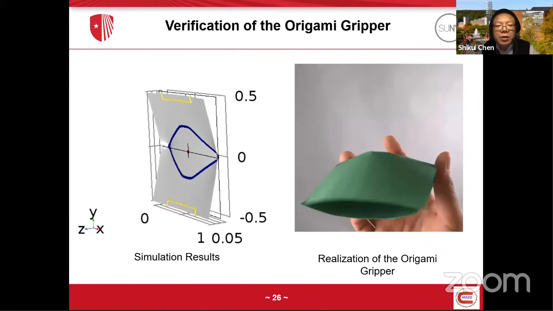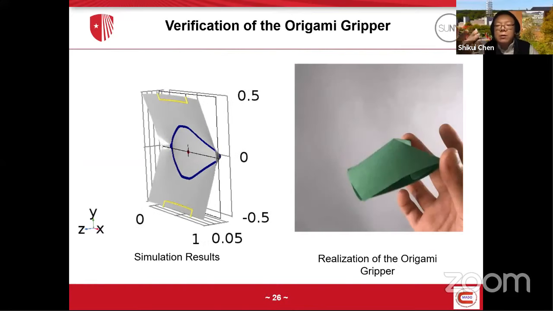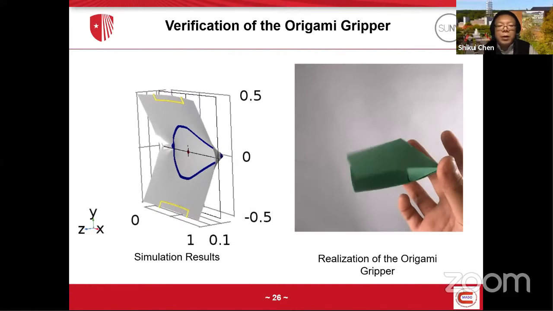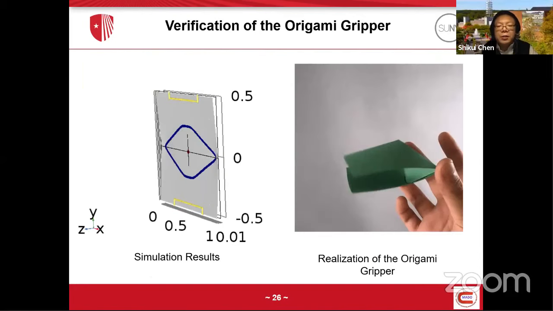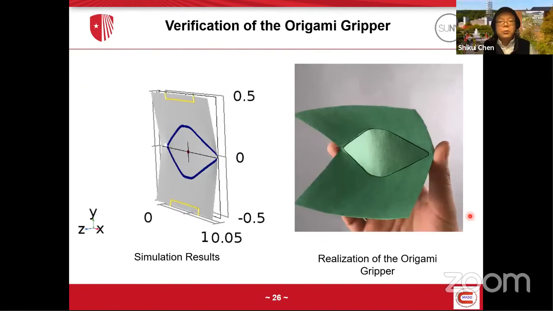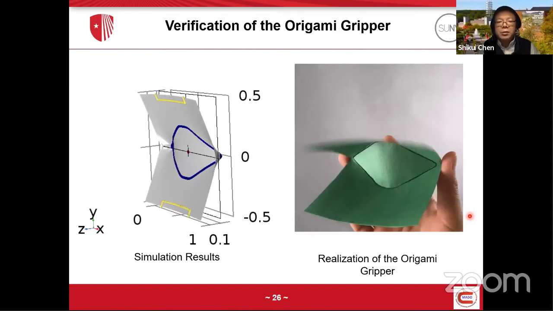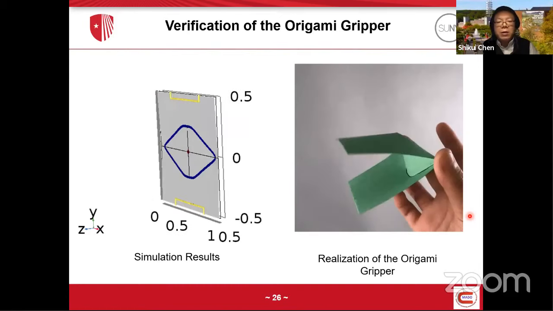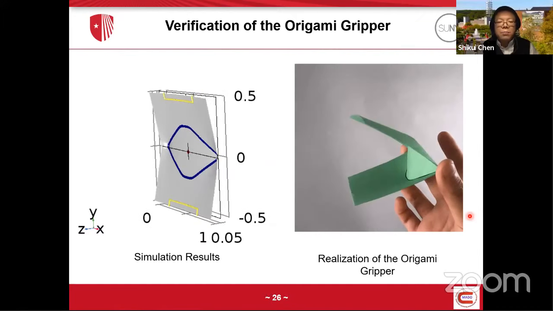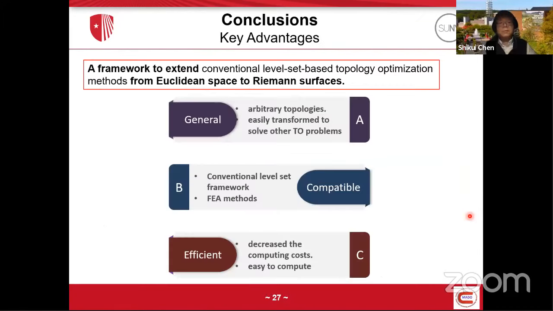We also do validation. This kind of validation is easy to implement, and this kind of structure does deform as we expected. But I have to point out that the origami design problem is much more challenging than we expected, so we are still on the learning curve. If you have any suggestions or comments, please feel free to let me know.